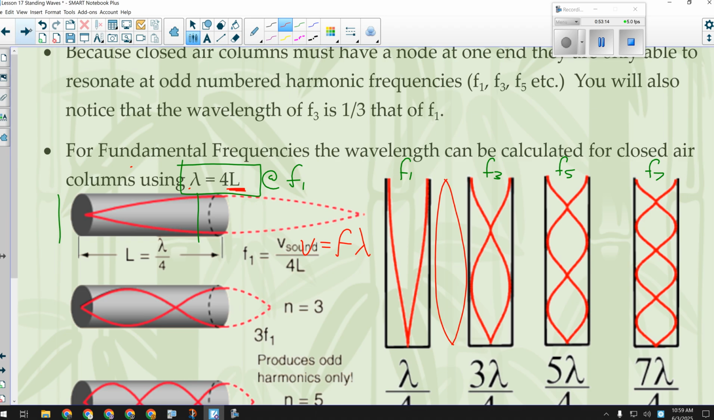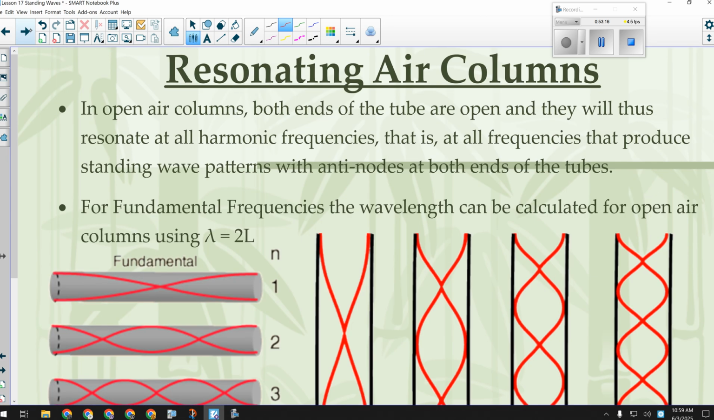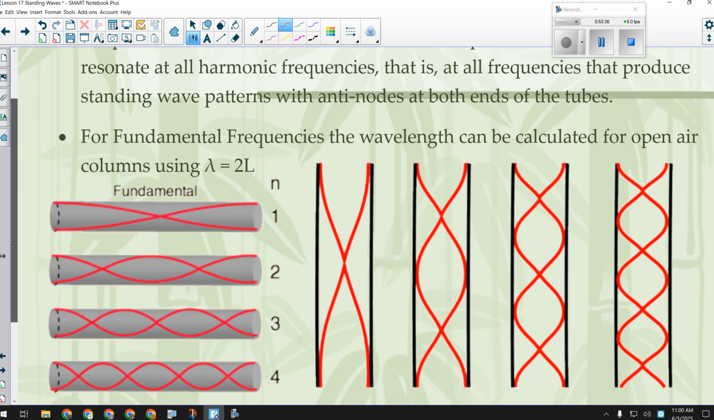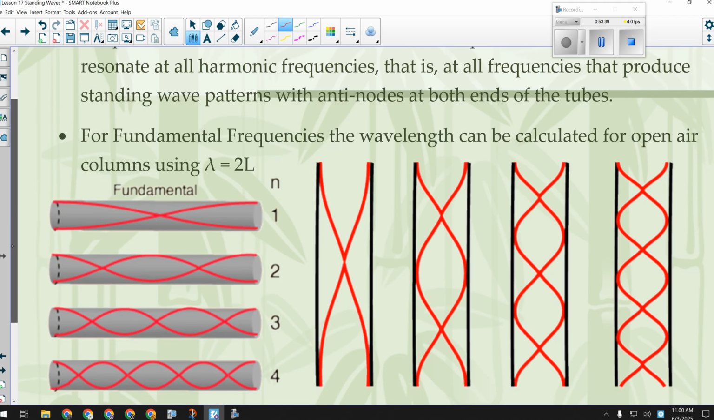So the other kind of air column are open air columns. They're open at both ends. They resonate at all frequencies. F1, F2, F3, F4, all of them make a sound. Because for an open air column, the waves reflect off the inside of the tube. There's nothing to reflect off of at the ends, it's open. So the reflection actually happens inside the tube.